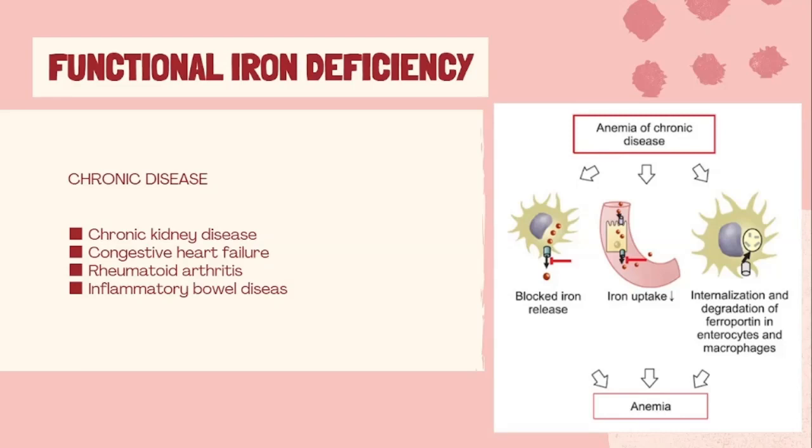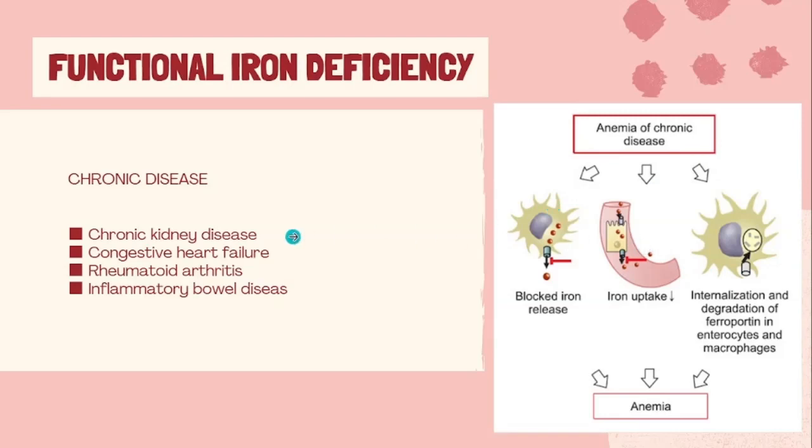So anemia of chronic disease is a result of this condition here, because you have a blocking of iron release from the cells, a reduction in absorption of iron, and internalization and degradation of ferroportin in enterocytes and macrophages. So these all result in anemia.